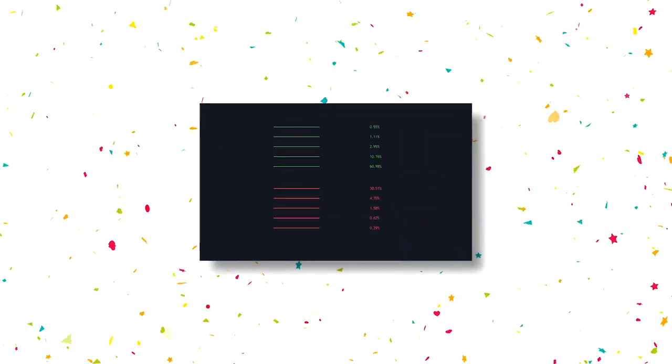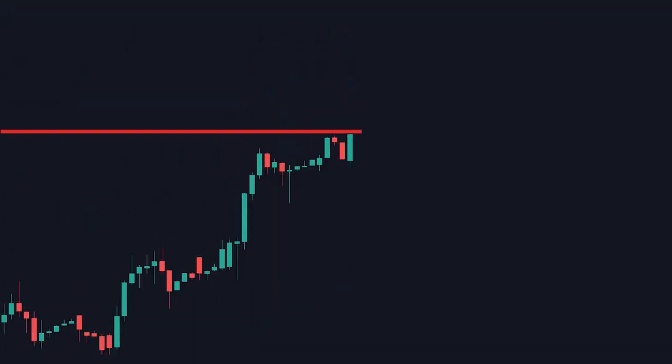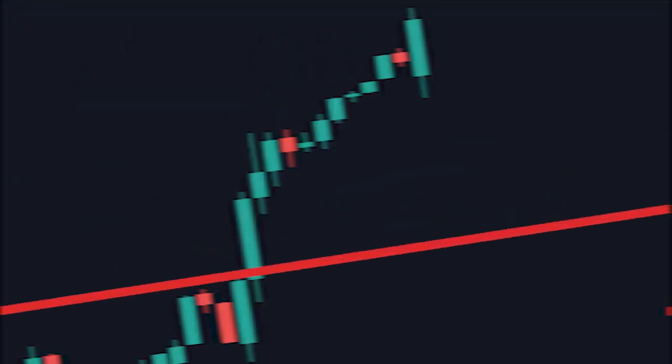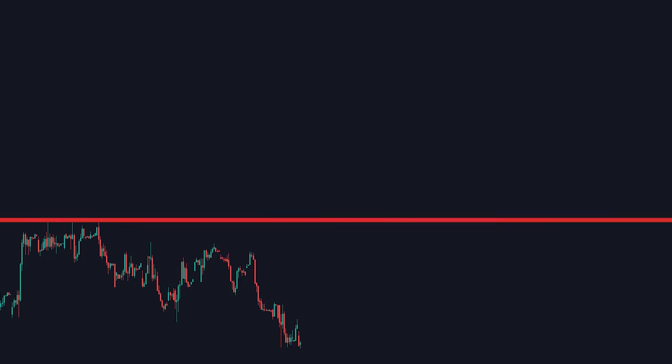Now, there are a lot of different ways you can use this tool. One of the ways is to predict the probability of a breakout. Let me show you an example. So here we have our chart, and as you can see, we have a nice little resistance right here. The price then comes all the way up to it.